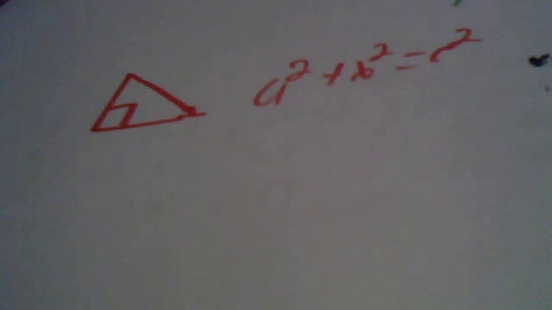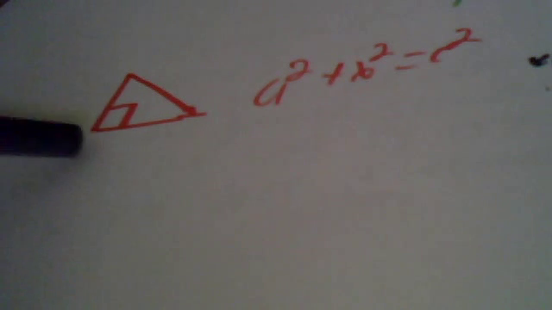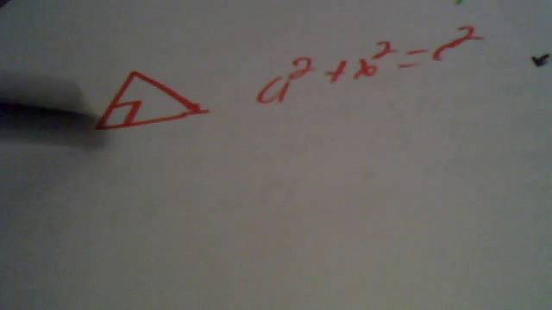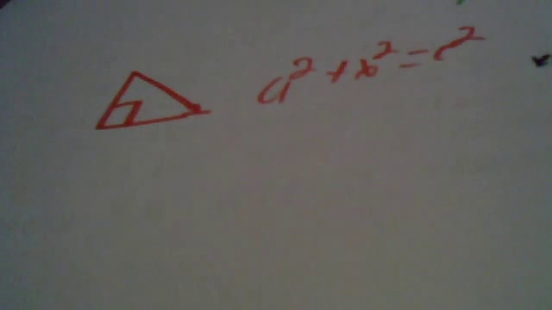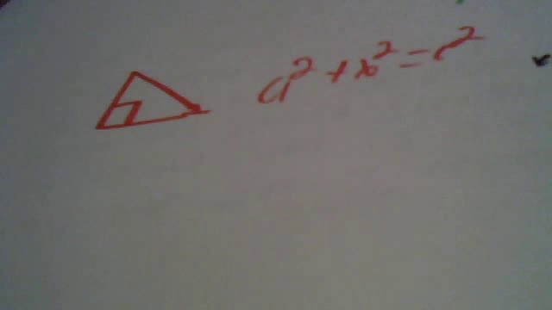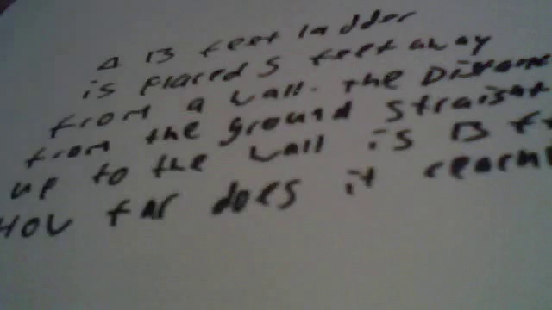Remember, Pythagorean Theorem deals with right triangles. This is A, this is B, and this is C. It comes in the form of a squared plus b squared equals c squared. It's basically the two legs squared together, added together, equals the hypotenuse. This is the hypotenuse. So, let's get started with our word problem.